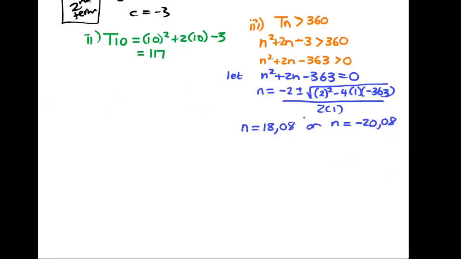So we have used our quadratic formula to find the intercepts of our parabola. So if we think of our parabola, we've said, okay, this one intercept over there is at negative 20,08. Our other intercept over there is at 18,08. And before I explain what we're going to do, who thinks they can tell us what the answer is? Which term has a value greater than 360?